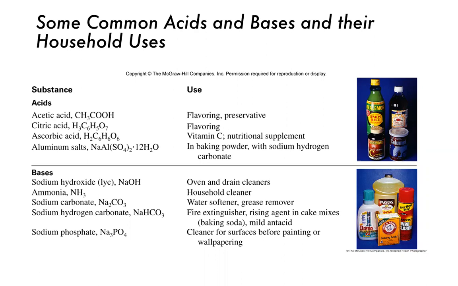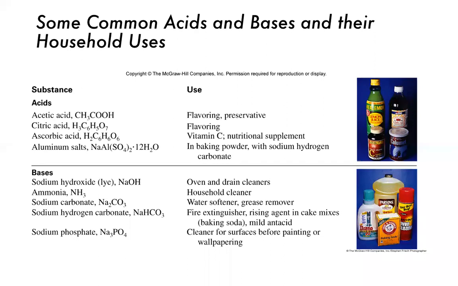Acetic acid, vinegar, is used as a flavoring and a preservative. It's common in most cooking cuisines to have acetic acid. Citric acid is also quite widely used. It's also in a lot of fruits. Ascorbic acid, vitamin C, a nutritional supplement, is also present in many citrus fruits. Aluminium salts are used in baking powder with sodium hydrogen carbonate. So these help as rising agents to make our breads rise.